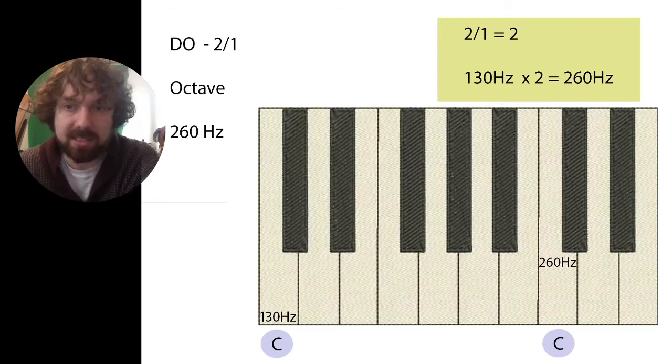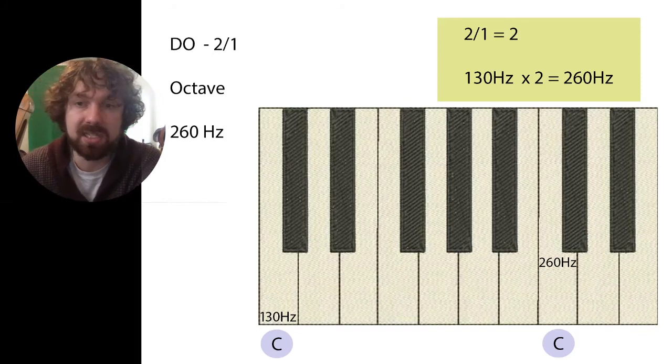Okay, so for our octave, the ratio is 2-to-1, and that equals 2. So we're going to multiply 130 by 2, and that gives us the octave, which is 260 hertz.